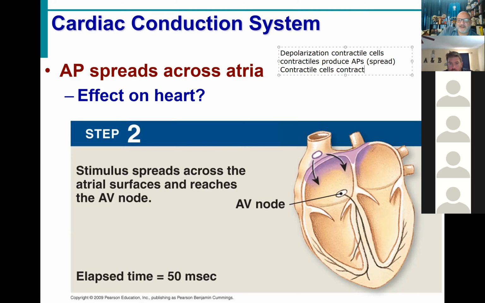And when these contractile cells contract, our atria pump the blood into the ventricles. There you go. So we get this spread of the action potential across the atria, stimulating the contractile cells, causing those contractile cells to contract, pumping the blood into the ventricles.